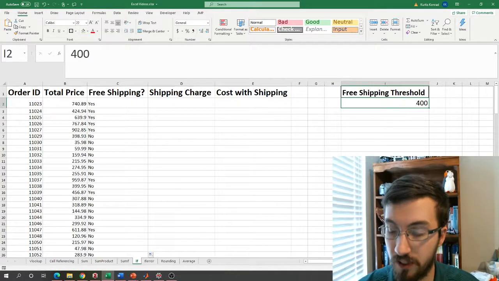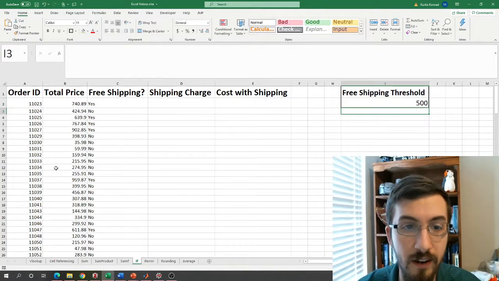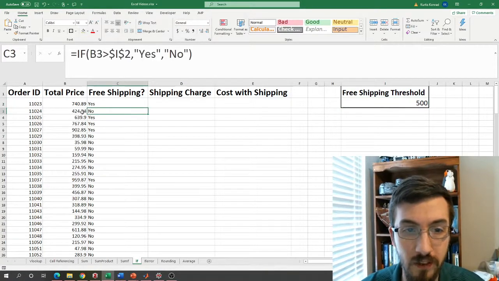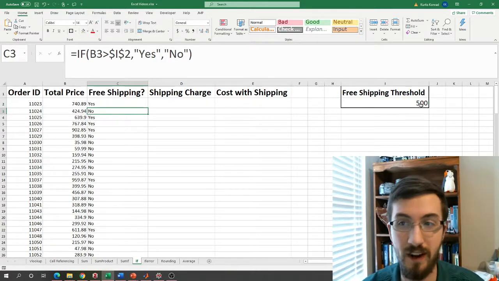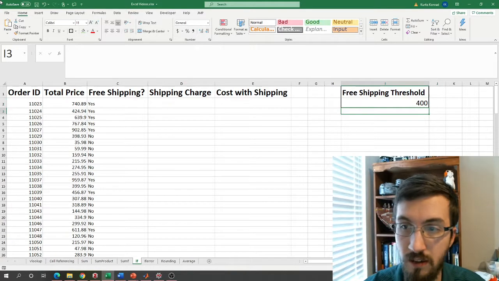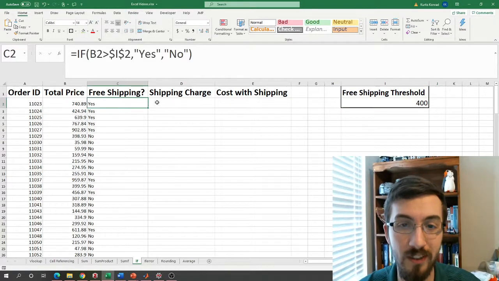And watch if we change it. This is the beauty of Excel. We change it to 500. Now like this one, 424, it was getting free shipping, but now it's not. And that's why you reference cells, because it makes that so much easier.